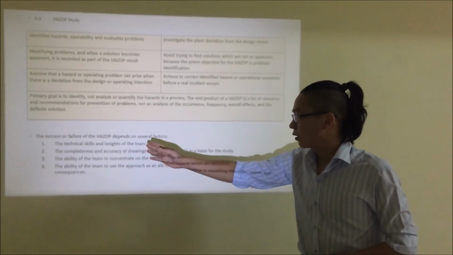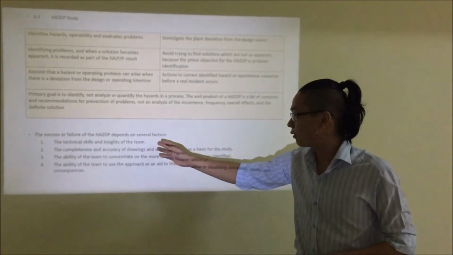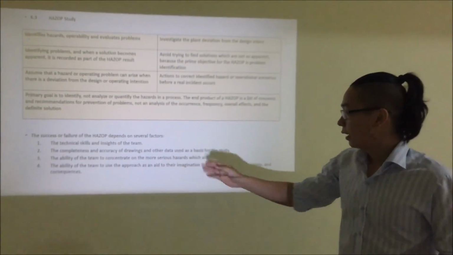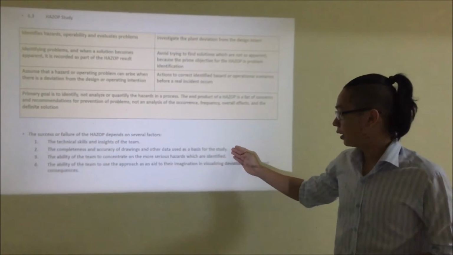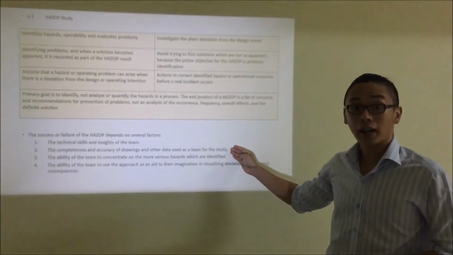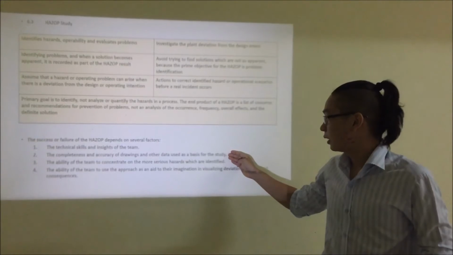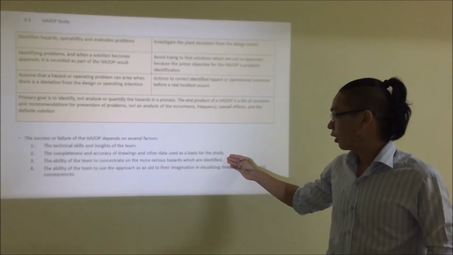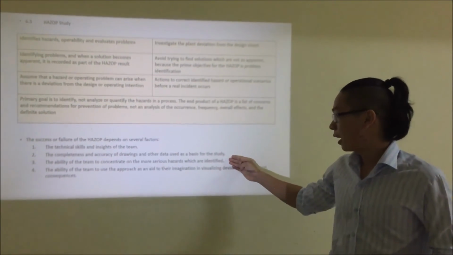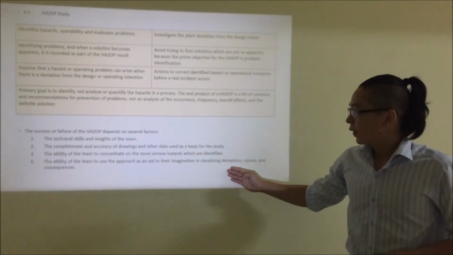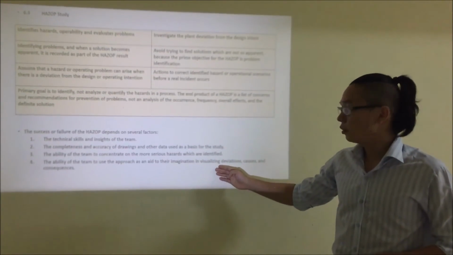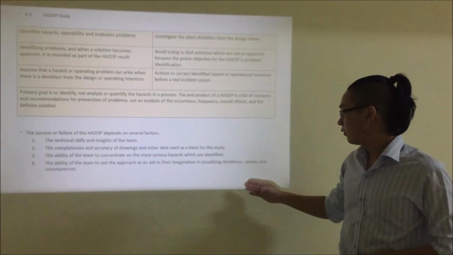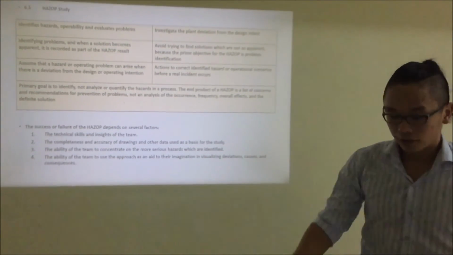The success or failure of the hazard study depends on several factors. First one is the technical skills and insights of the team. Second is the completeness and accuracy of drawings and other data used as a basis of the study. Third is the ability to learn, to concentrate on the more serious hazards which are identified. And the last one is the ability of the team to use the approach as an aid to their imagination in visualizing deviations, causes, and consequences.